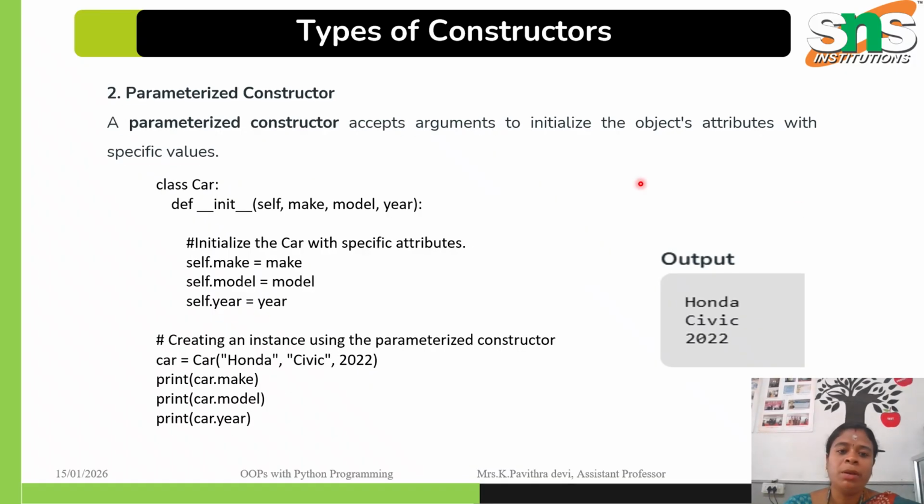Next one, parameterized constructor. A parameterized constructor accepts parameters. These parameters are used to initialize the object with specific values. When creating an object, values are passed to the constructor, which are then assigned to the object's attributes. It accepts arguments along with self, used to initialize the object with different values, and provides flexibility in object creation.